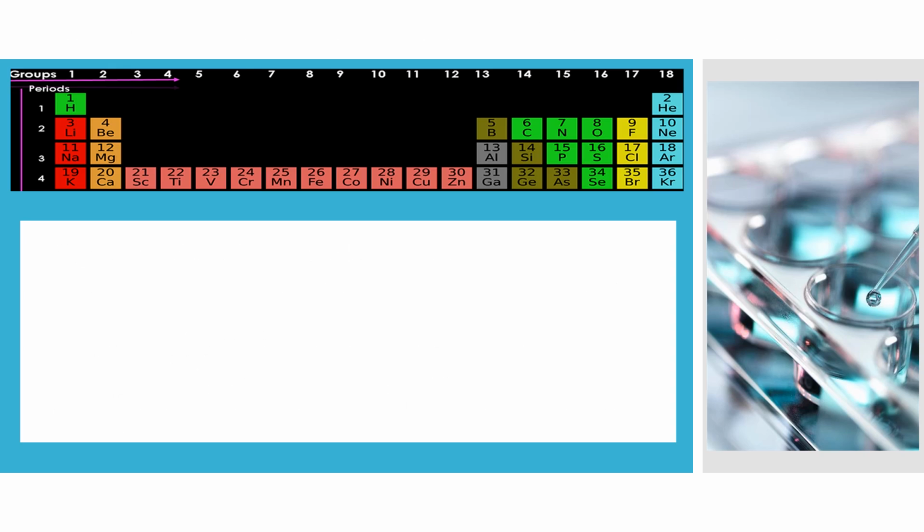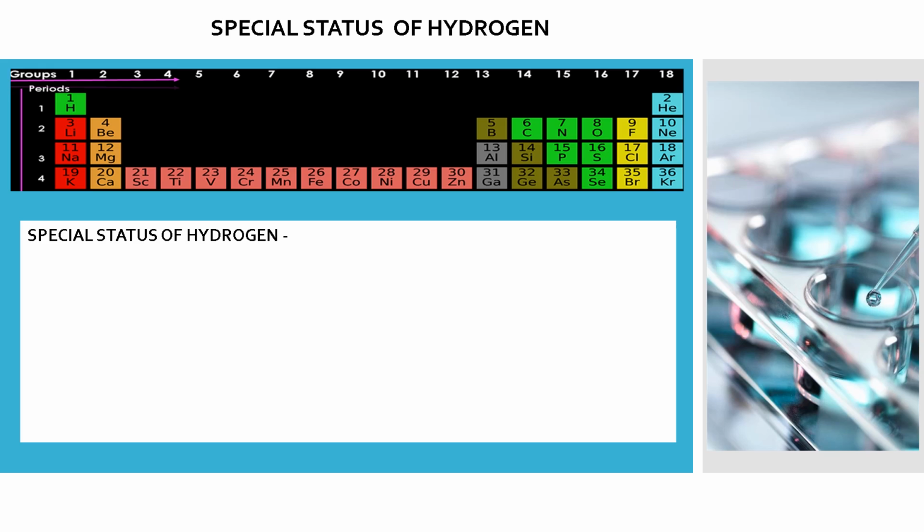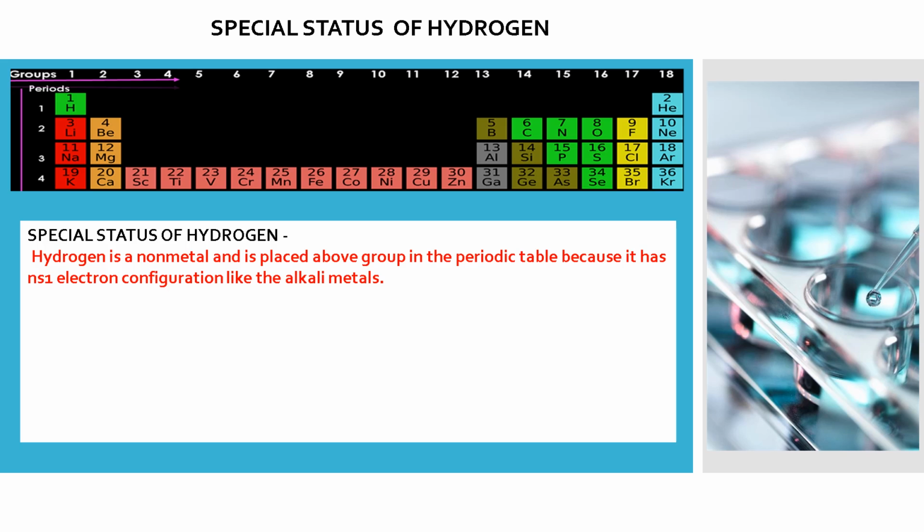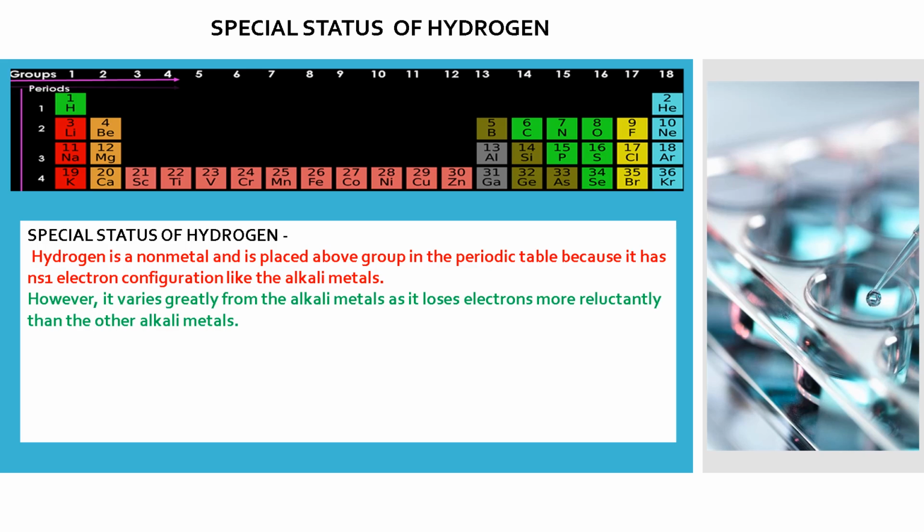When we discussed alkali metals, we did not include hydrogen in that. So let us see what is the special status of hydrogen. Hydrogen is a non-metal, doesn't behave like a metal, and it is placed above the group only because it has an ns1 electron configuration like the alkali metal. That is, the outermost shell is having one electron. However, it varies greatly from alkali metal in behavior because it loses electrons very reluctantly and doesn't do so easily like the alkali metal. It is the only electron it is having and it will not lose it.